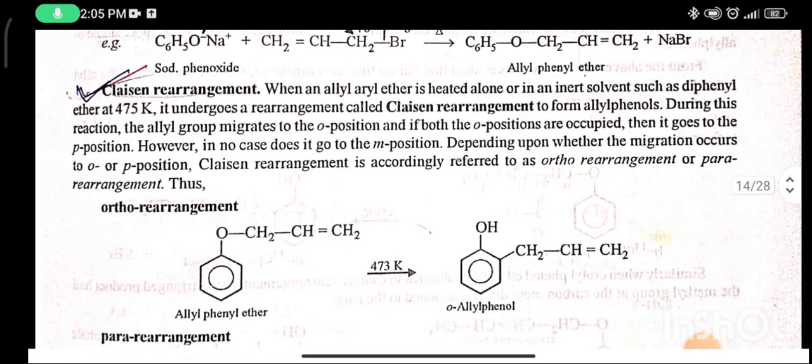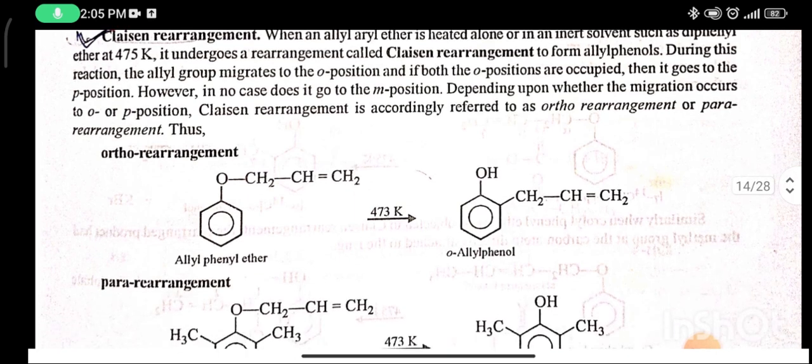Claisen rearrangement. When an allyl aryl ether is heated alone or in an inert solvent such as diphenyl ether at 475 Kelvin, it undergoes a rearrangement called Claisen rearrangement to form allyl phenols. During this reaction, the allyl group migrates to the ortho position, and if both the ortho positions are occupied, then it goes to the para position. However, in no case does it go to the meta position.